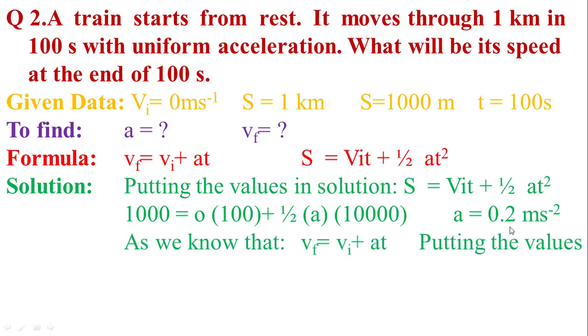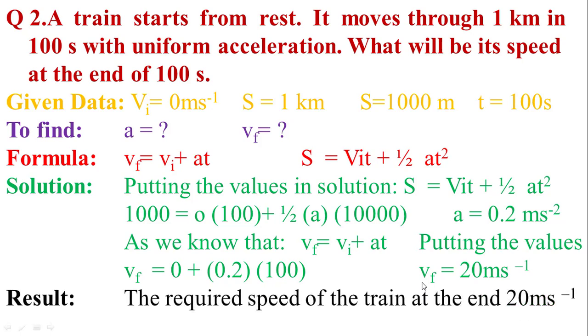Now as we know that Vf is equal to Vi plus At, putting values in this formula, then Vf is equal to Vi 0 plus acceleration A, 0.2 multiplied by 100. 0.2 multiplied by 100 is equal to 20 meter per second. So the final velocity Vf is equal to 20 meter per second. Now the result, the required speed of the train at the end is 20 meter per second.